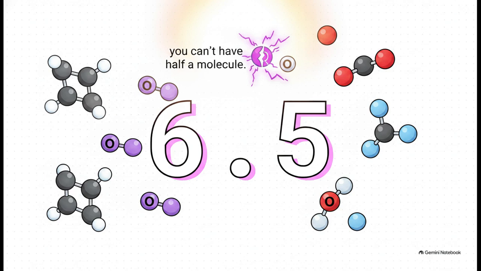10 hydrogens mean we need 5 H2O molecules. Now let's count up the oxygen products. 4 CO2 gives us 8 oxygen atoms. 5 H2O gives us 5. 8 plus 5 is 13 oxygen atoms needed in total.